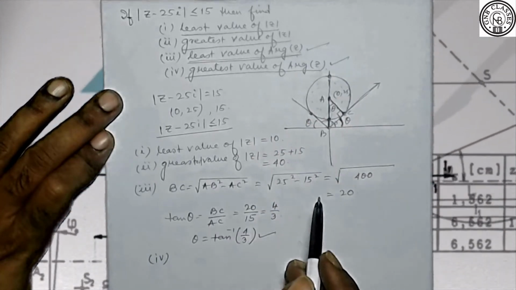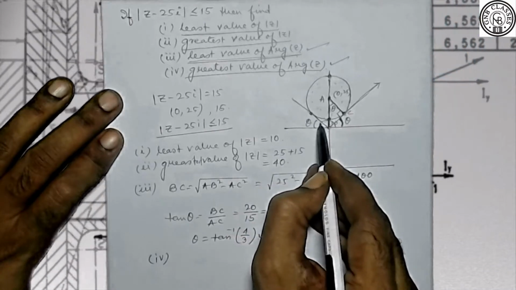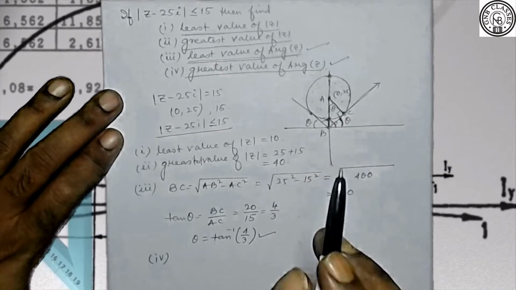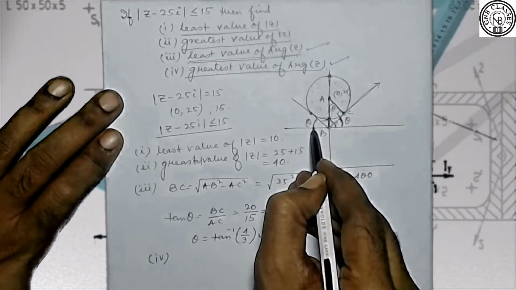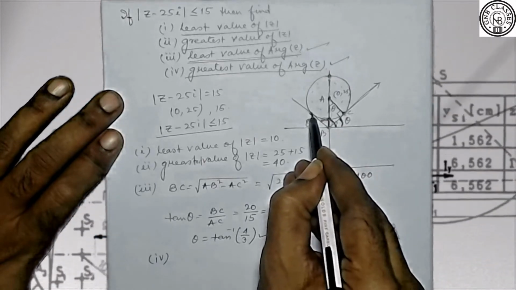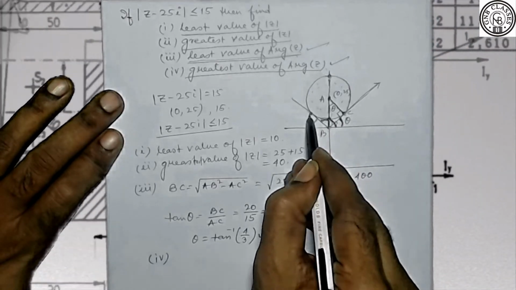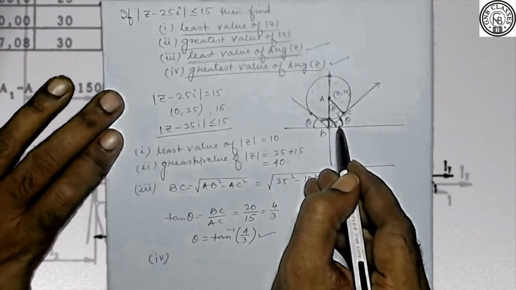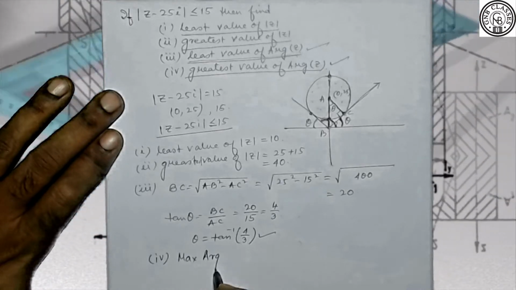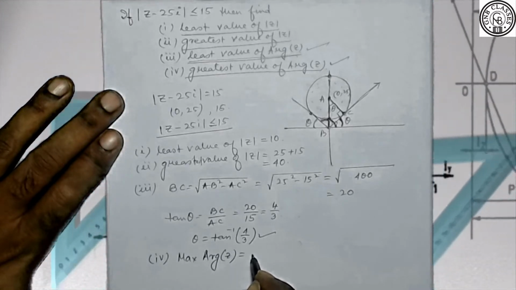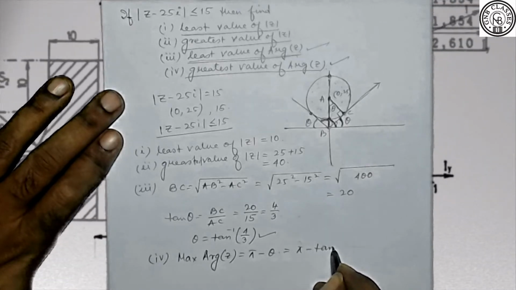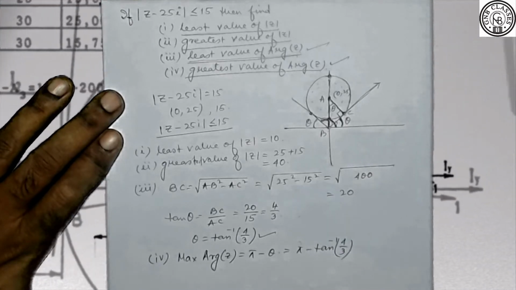As I mentioned before, when z is at this point, you are going to get the maximum value of the argument z. Okay? So at this point, this angle is theta. So this angle, which is the argument of the complex number z when z is at this point, that is the maximum argument, is pi minus theta. Therefore, max arg of z is nothing but pi minus theta. That gives us pi minus tan inverse 4 by 3.